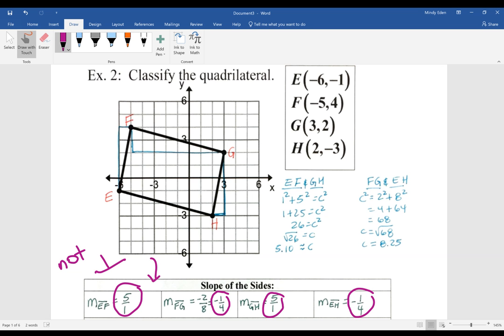So now we need to find out, are the sides equal length? If they're equal length, it's a rhombus. If they're not equal length, it's going to be just a parallelogram, okay? So for the length, we're going to do the Pythagorean theorem.